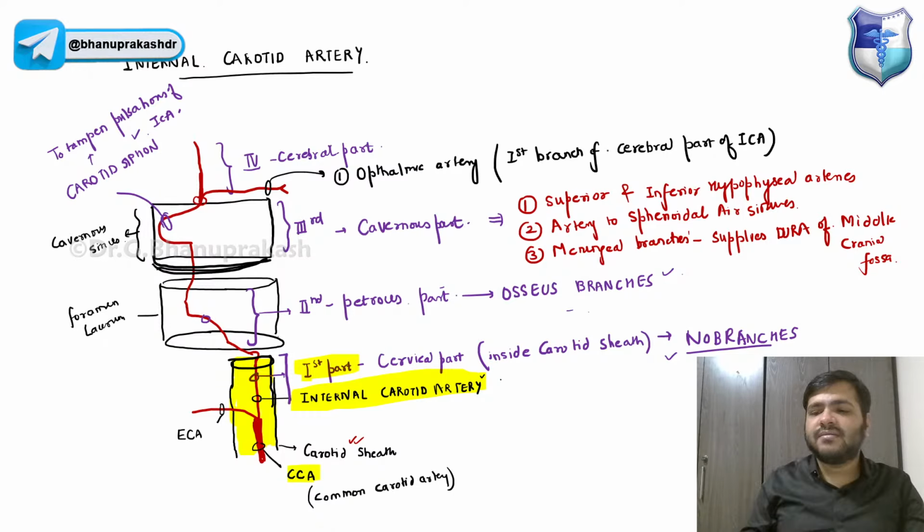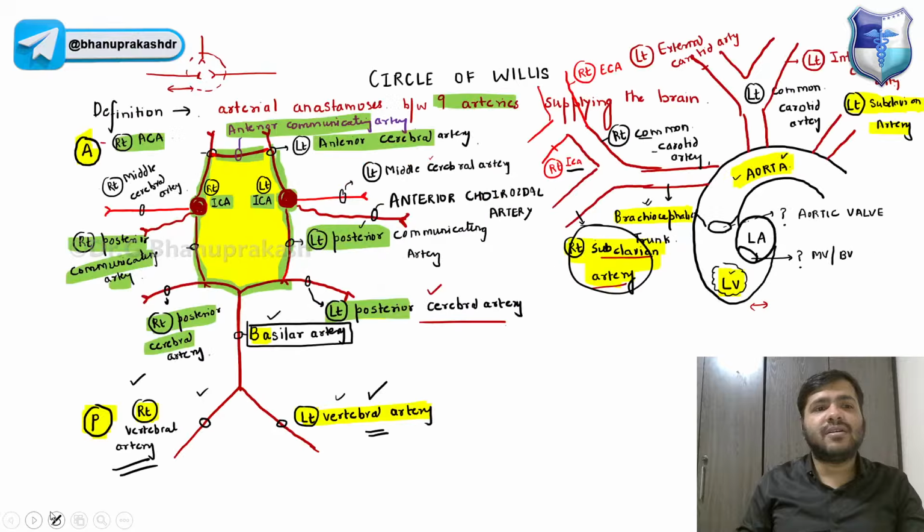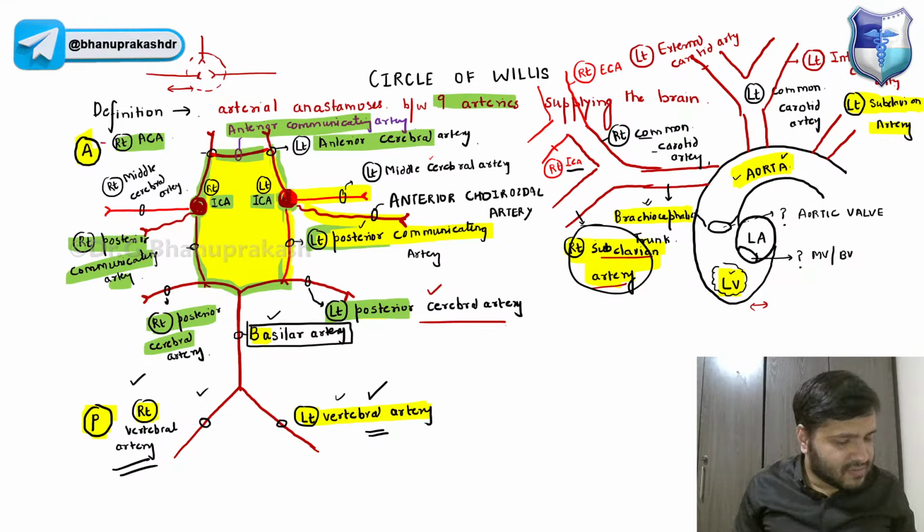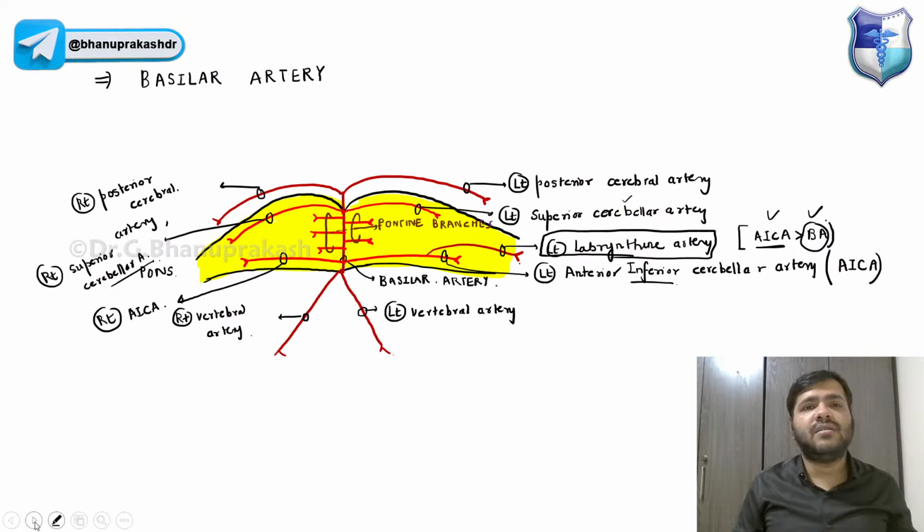We have other branches, guys. You already know the other branches. We have already discussed this in the circle of Willis. Yes, we have the middle cerebral artery, the anterior choroidal artery, the posterior communicating artery, right? I told you it is coming from the internal carotid. And we have the anterior cerebral artery. So these four we have already discussed, guys, so we'll just be mentioning the names over here.